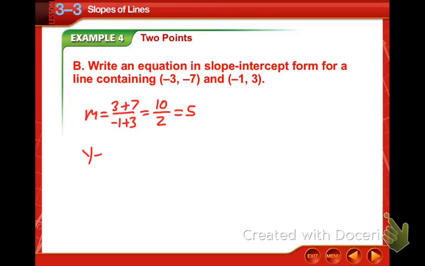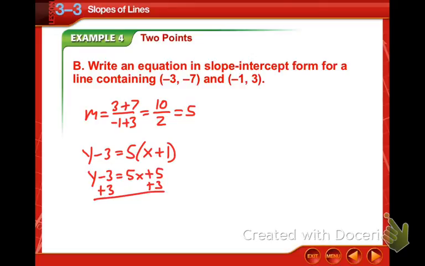And we use the 3 equal to 5 times x minus negative 1. So we distribute the 5. Y minus 3 is equal to 5x plus 5. And we add 3 to both sides. Y is equal to 5x plus 8.